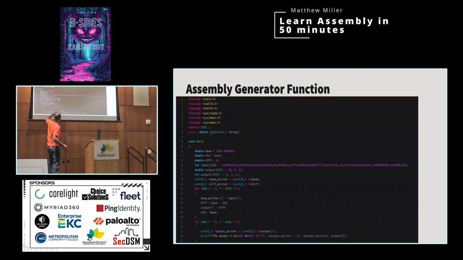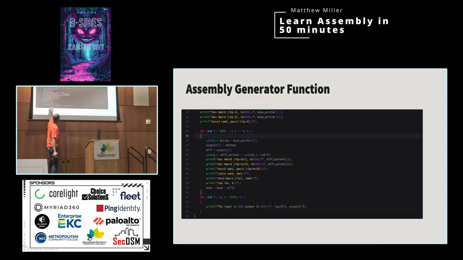So the first part is to generate the difference between the old input and what I currently have, calculate the difference, and save it. Then I have all my saved stuff. It's going to print off a little thing there. But what does that look like? Move D word. Assembler. Move D word. Oh, so that's assembly.